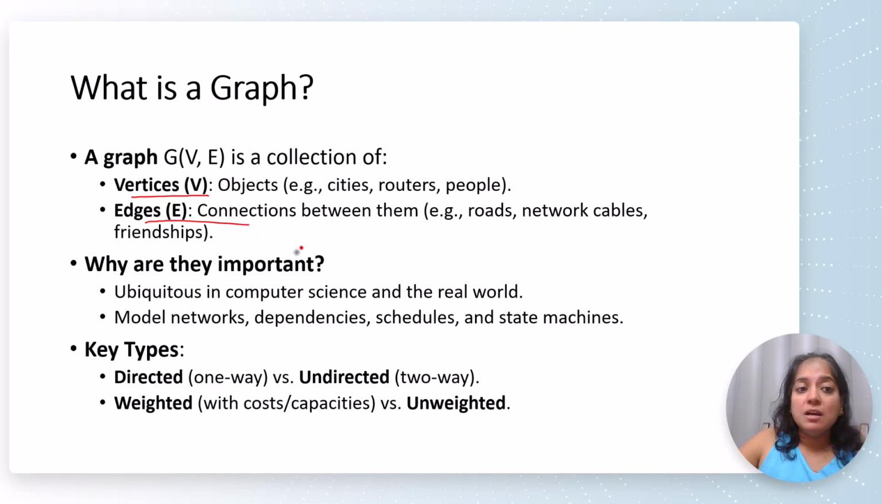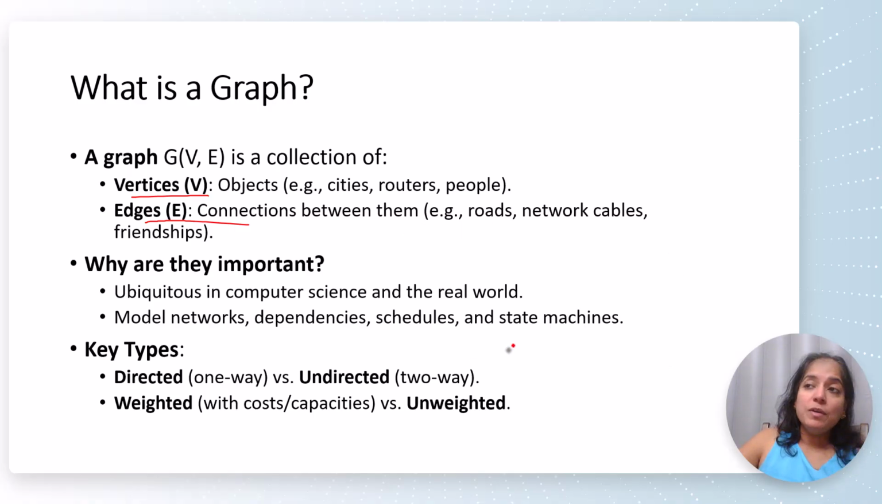Make sure a graph may exist without edges, but it cannot exist without vertices. So there has to be at least one vertex, but the edge set may be null. It is possible that a graph does not have any edges, right?